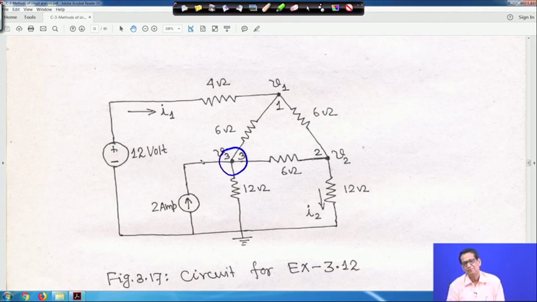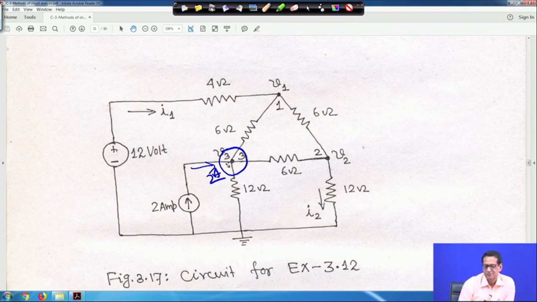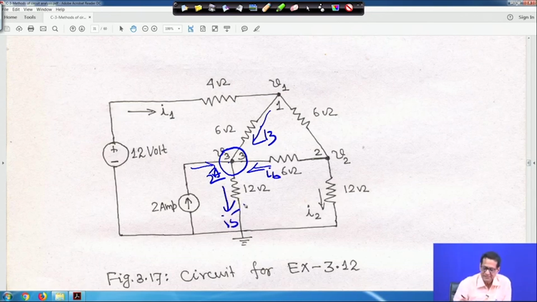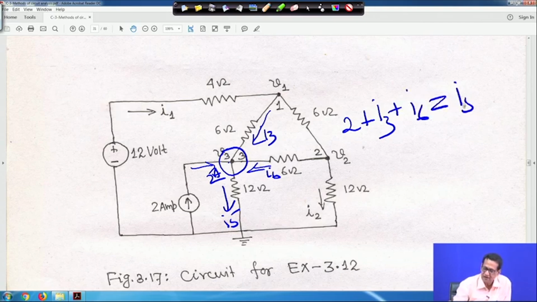Similarly, at node 3, if you come at node 3, this is your node 3. So, similar way you can apply your KCL. So, not showing it here because this 2 ampere current is entering, right. This 2 ampere current is entering into the node, and this one also, I took I3, this I3 is entering here, right. And another thing is this current I6 also entering here, and this current I5 is leaving this terminal. So, basically it will be 2, because this 2 ampere current entering the terminal, plus I3 entering, plus I6 is equal to I5, when you apply KCL at node 3.